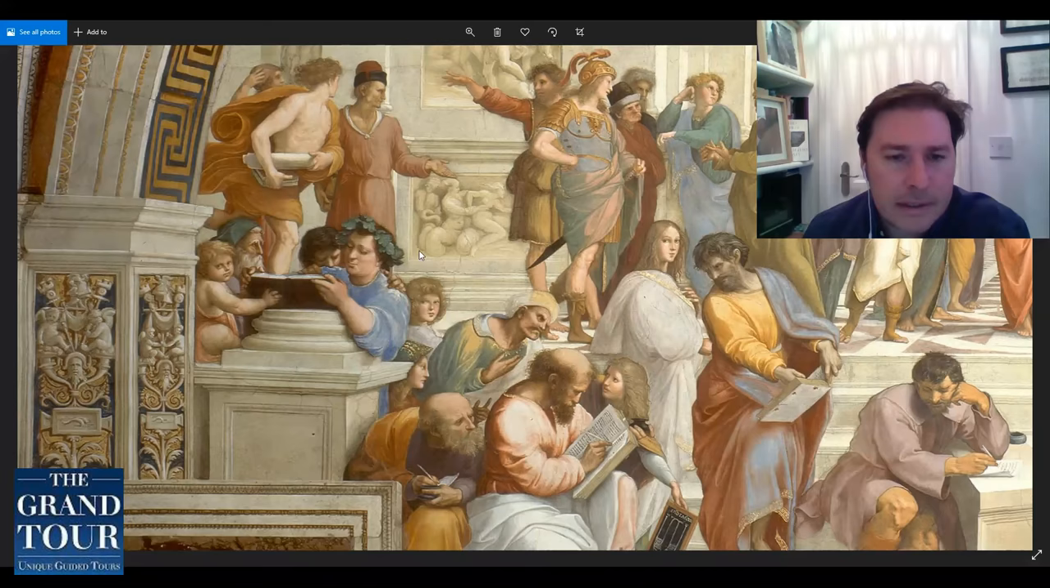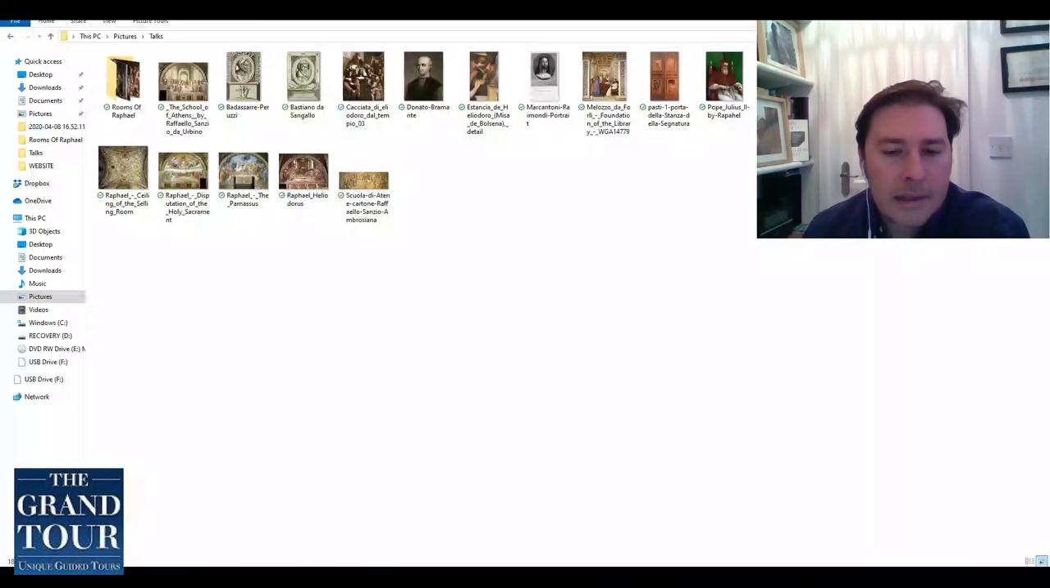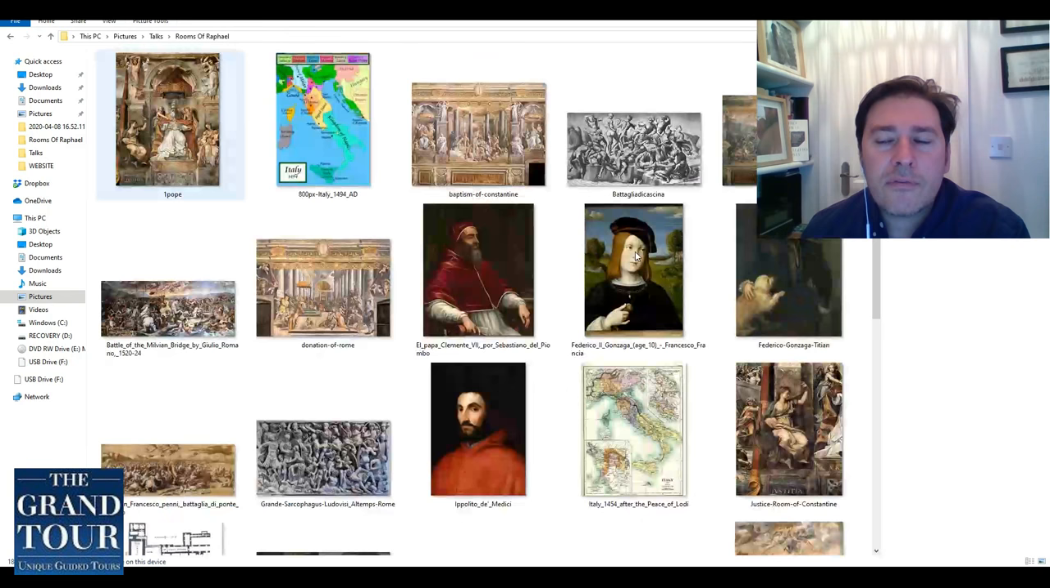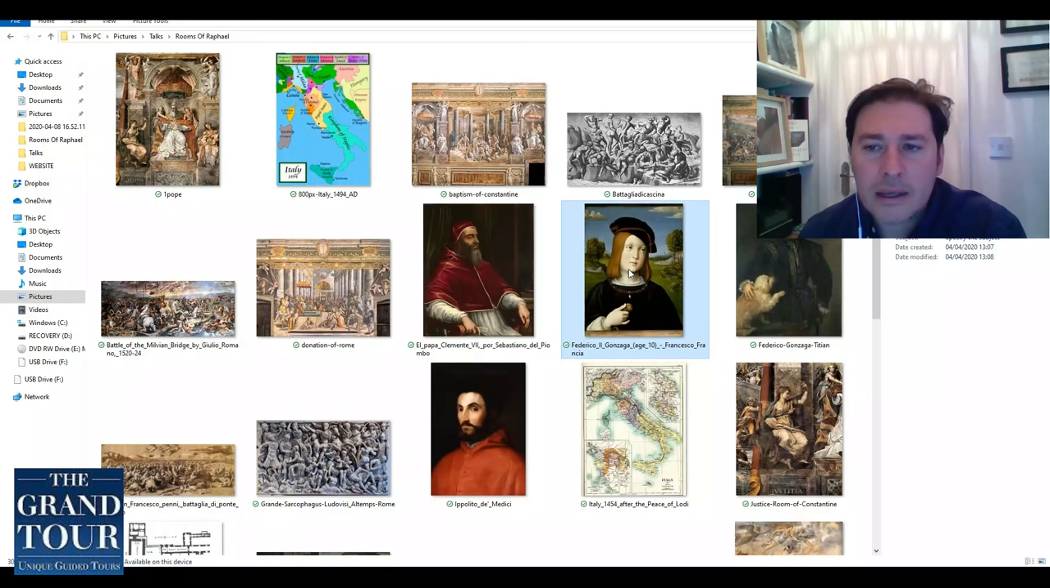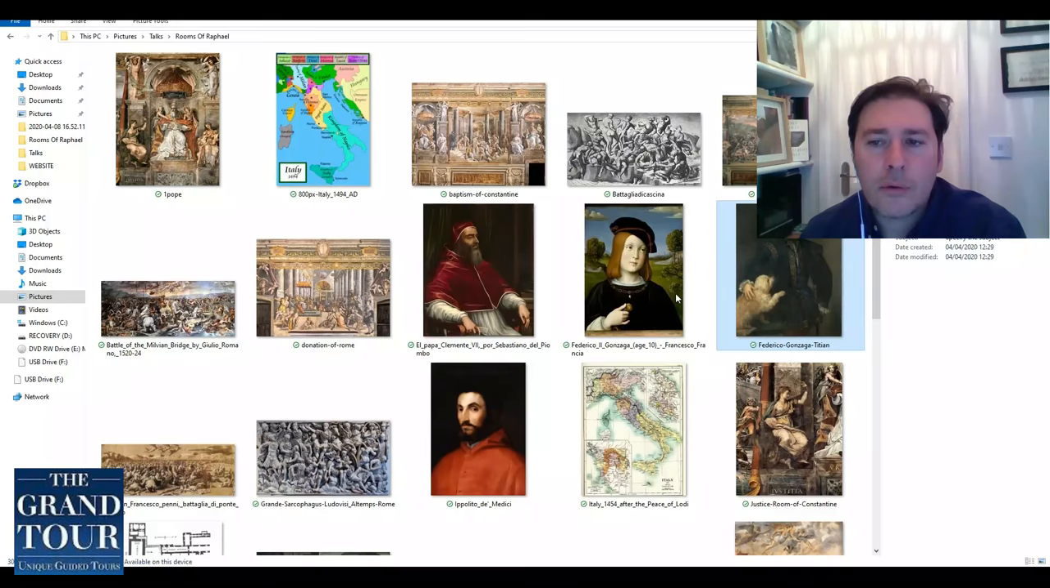And there's a kid here, a 10-year-old boy, very, very cute. And he is probably, let me see, I've got it here. Federico Gonzaga, here it is. The little boy was actually a prisoner, or not really a prisoner. This is before Federico became an adult.